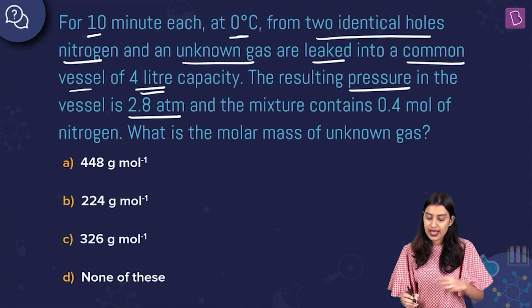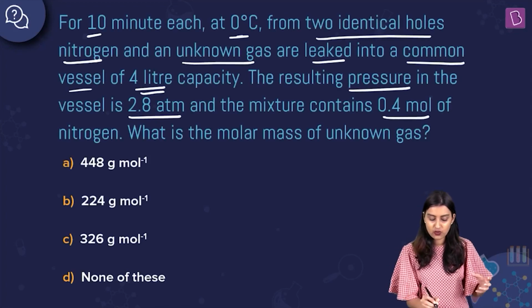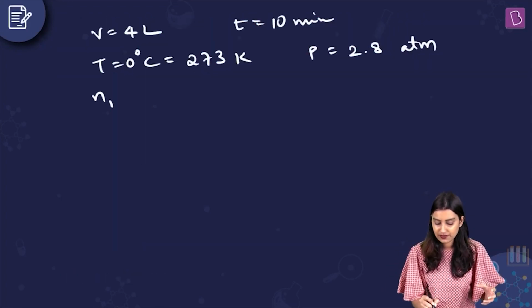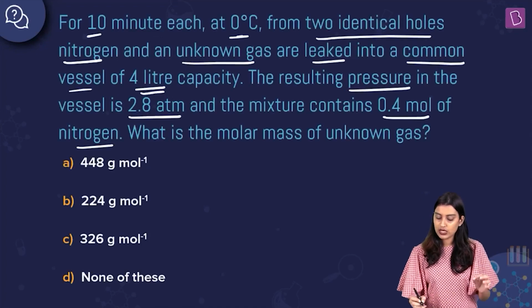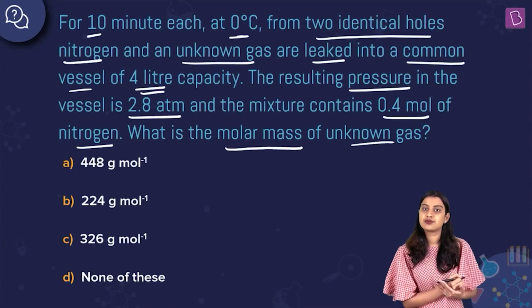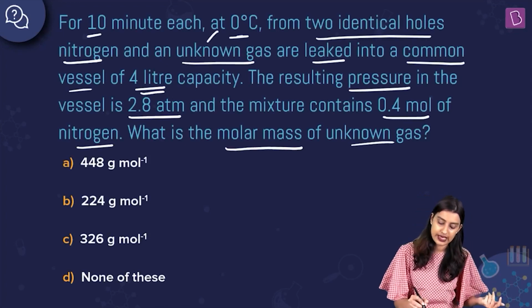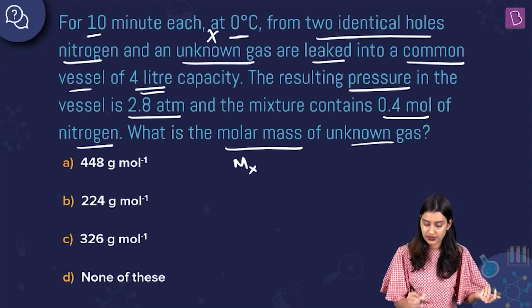Then what do you have? And the mixture contains 0.4 moles of nitrogen. So number of moles of nitrogen is going to be 0.4. Okay. What is the molar mass of the unknown gas? Okay, so let's say this unknown gas is X. They want you to find out the molar mass of X.